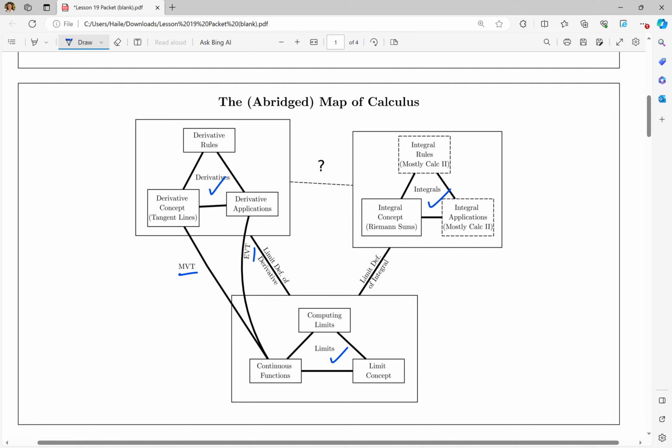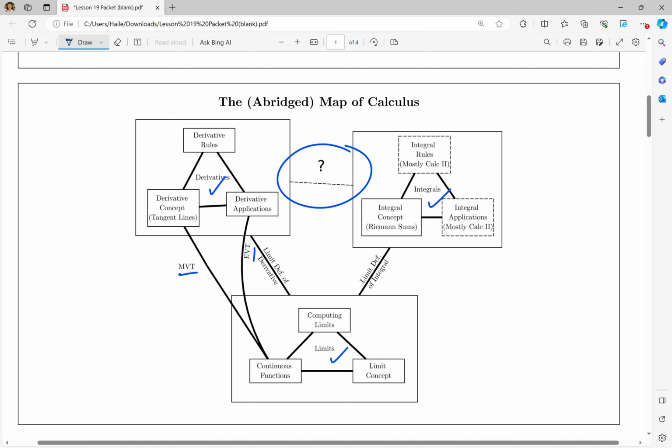But so far, we don't have anything that goes in between derivatives and integrals. So the only way we have to get from derivatives to integrals is to go all the way through limits. And that's kind of tough. So it'd be really nice if we had an easier way to go directly from derivatives to integrals and vice versa. And that's what we're going to talk about today.